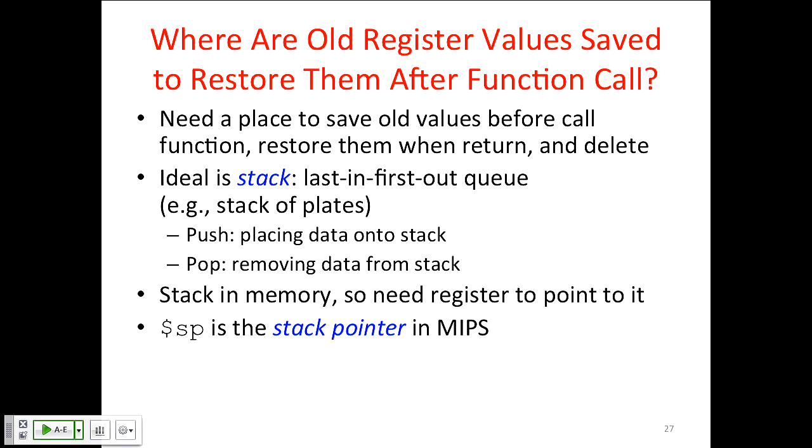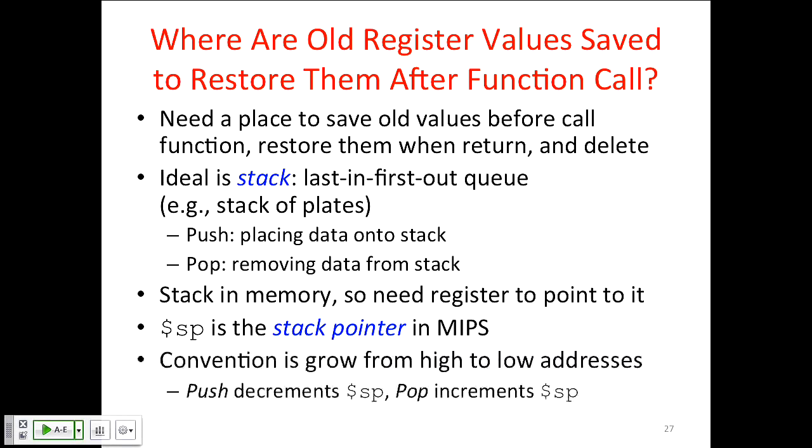So the function knows where to find its local variables, because everything is done as an offset from the current stack pointer, right? And in MIPS, the convention is you go from high addresses to low addresses. I saw on Piazza somebody wanted to go the other way for some reason. I think MIPS goes this way, right? It grows downwards. Just a fact of life, right?